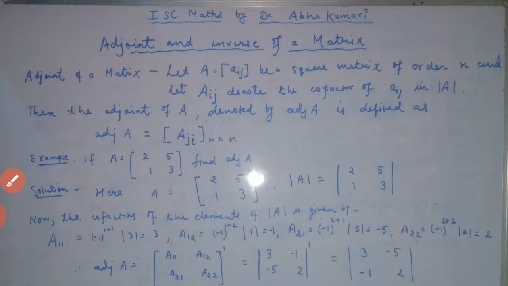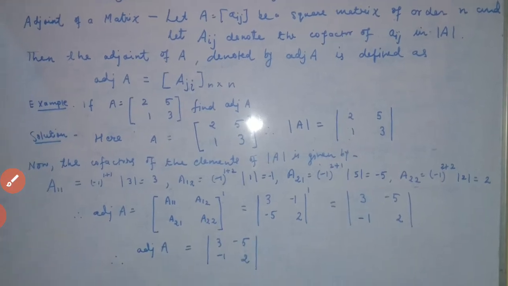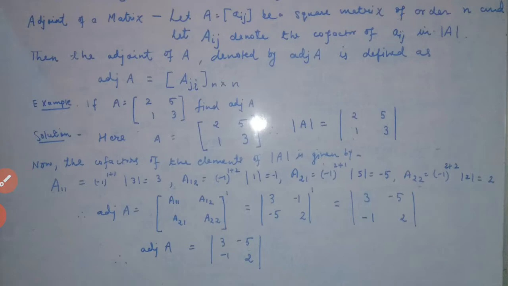So I have taken an example here. The example is: if A equals [2, 5; 1, 3], a matrix of 2 cross 2 order, then find the adjoint of A. So here A is equal to 2, 5, 1, 3 in matrix form. Therefore, the determinant of A is the determinant of 2, 5, 1, 3. Let us first find the cofactors of the elements of the determinant of A.